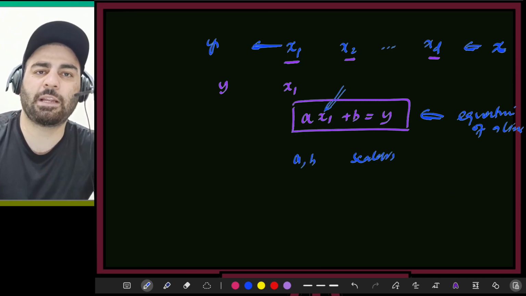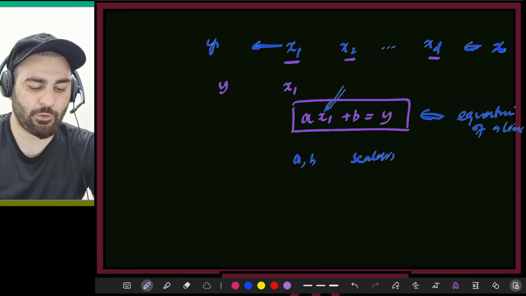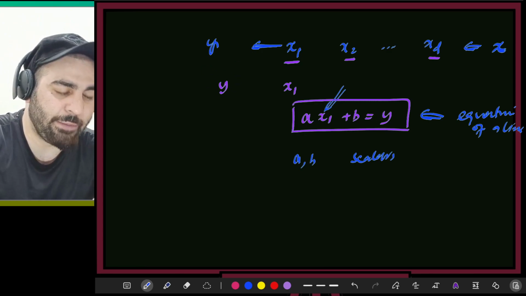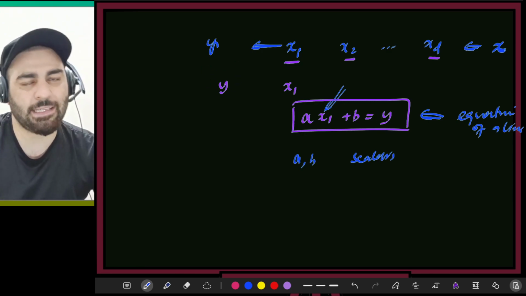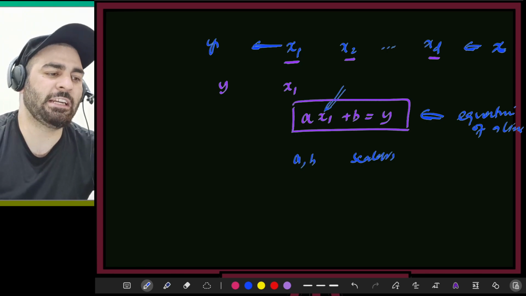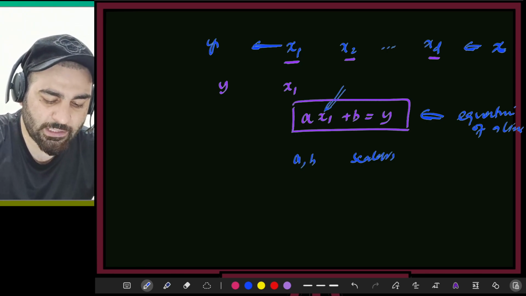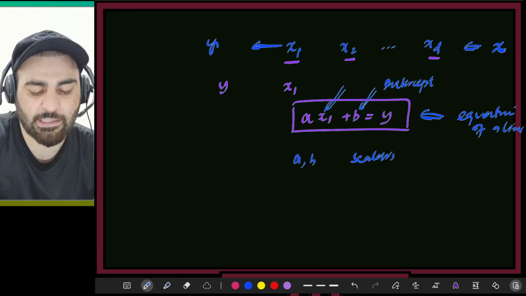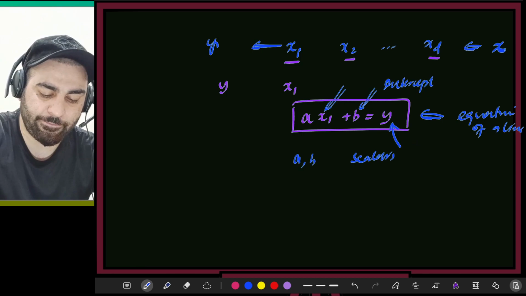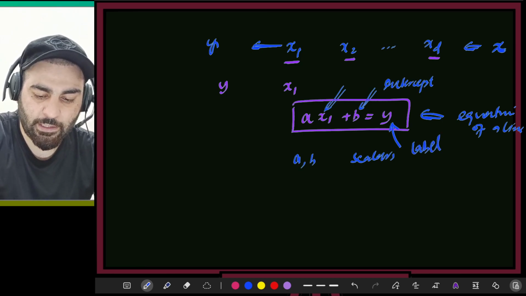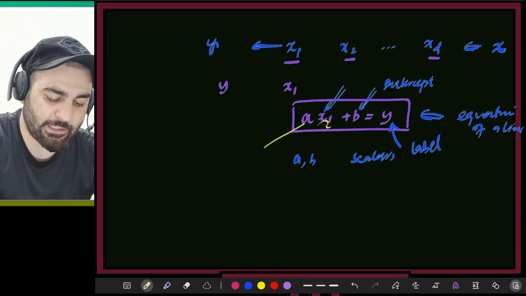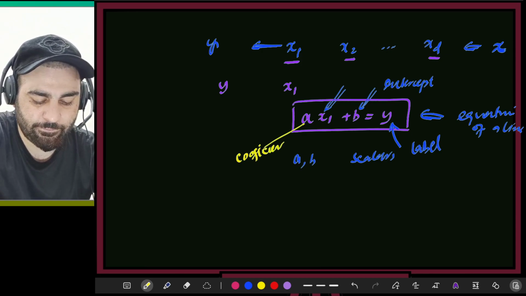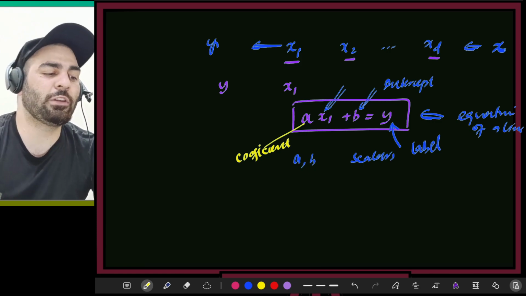This is the simplest form of the regression algorithm. Here y is a dependent variable, or it's a label, and x is the independent variable. These features are independent. This b is called an intercept, and this y is my label. And this a is the coefficient. I'm just showing you the mathematical treatment.